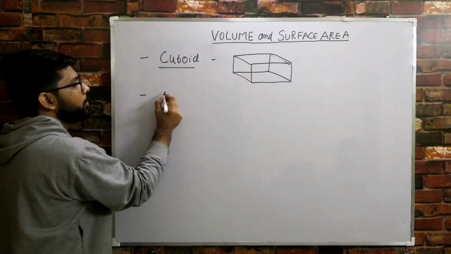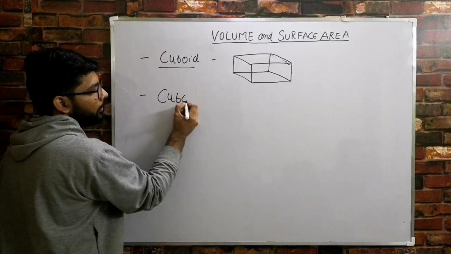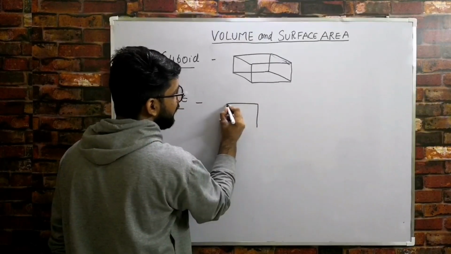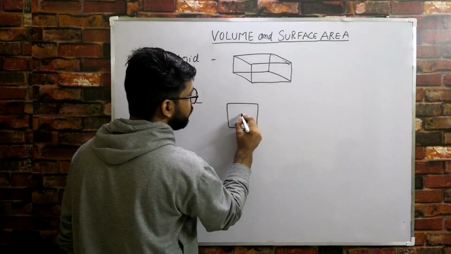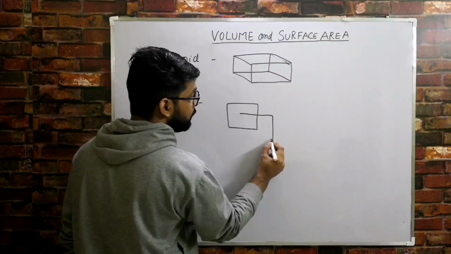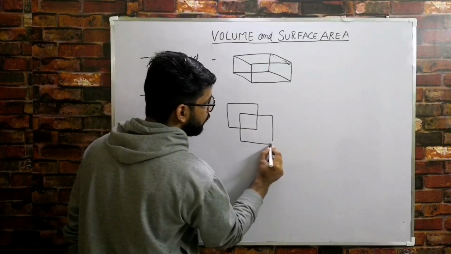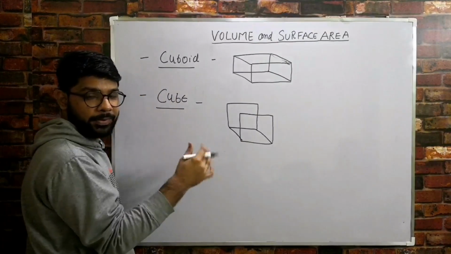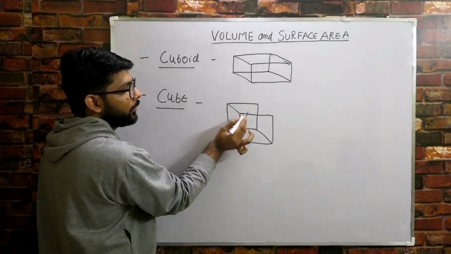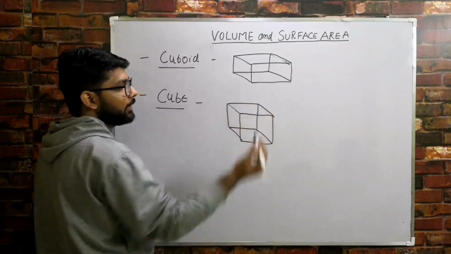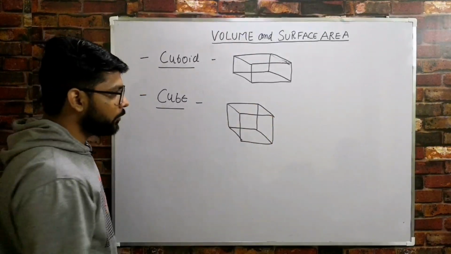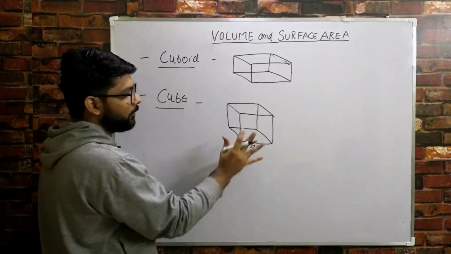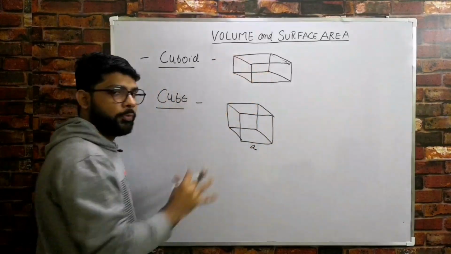Now we will come to the cube. The cube is a three dimensional figure having equal length, breadth and height. All the sides of the cube will be equal. So this is the major difference between the cuboid and the cube: the length, breadth and height of the cube are equal, whereas the length, breadth and height of the cuboid will be different. If I can say, each side of the cube will be A, whereas each side of the cuboid will be different.